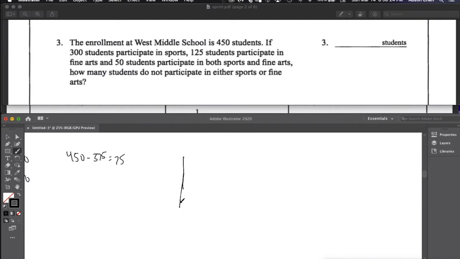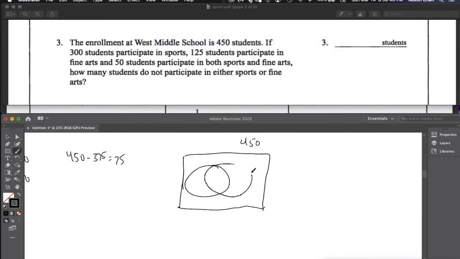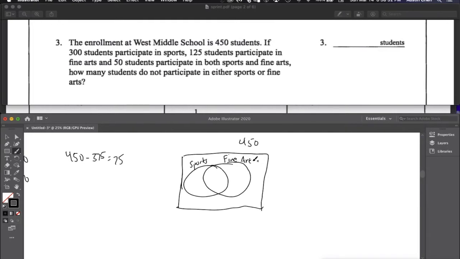So I'm going to draw a box, and this is going to be my total number of students. This is going to be essentially the range of all of my students. And then I'm going to draw two circles, and each of these circles is going to represent a category of this problem. So one is going to represent sports, and one is going to represent fine arts. And then it says that 300 students participate in sports and 125 participate in fine arts.